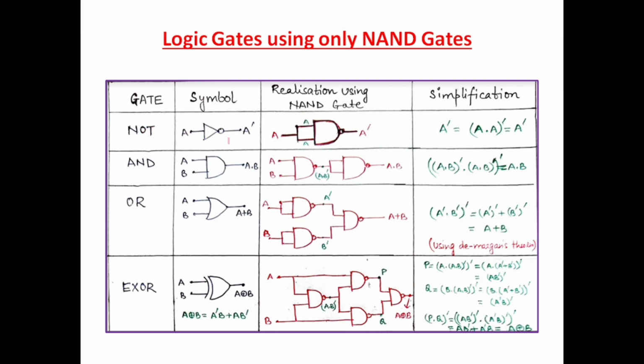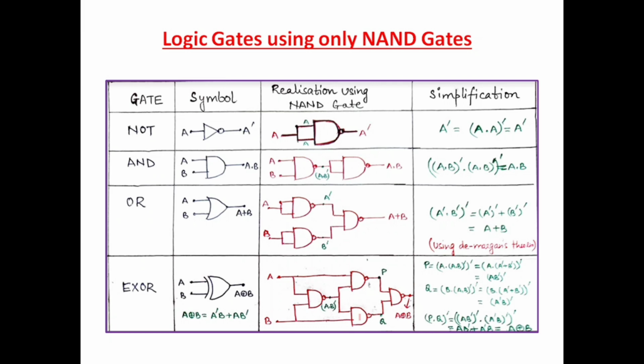Like for NOT gate, this is the symbol, and using NAND gate, this is how we can implement it. And you can see in the simplification here that NOT gate is expressed as a bar, which can also be written as a dot a complement. So here we can see a and a complement mean this is NAND gate, which is again equivalent to this. So this is how the conversion is being done.